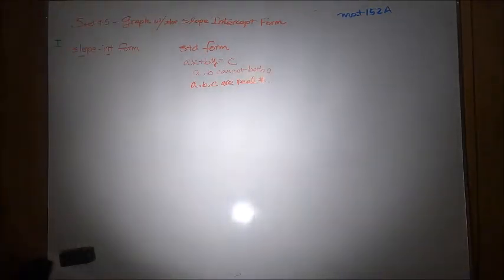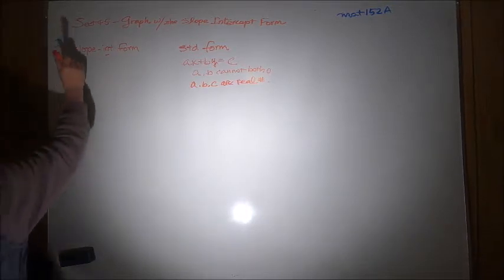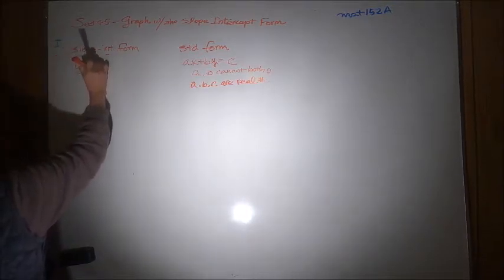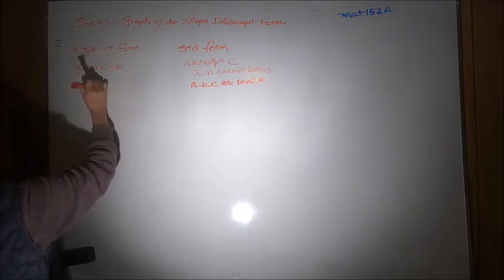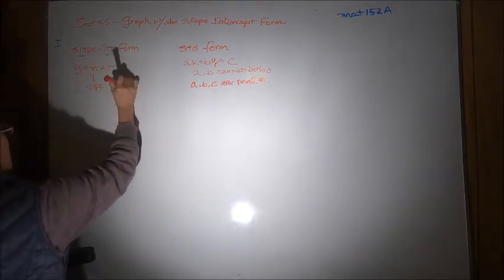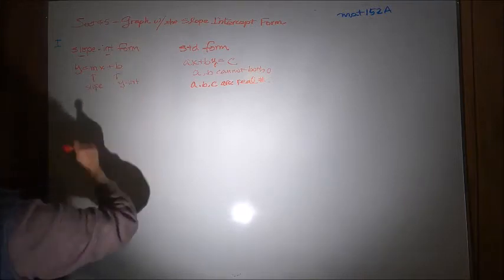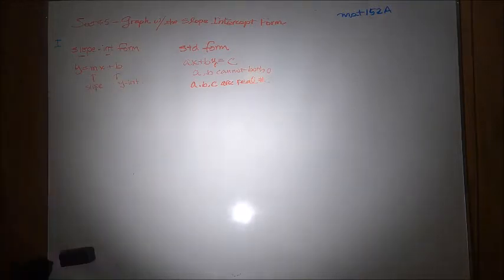And what is a slope-intercept form? It is a linear equation with slope and y-intercept. When you get y by itself, you have y equals mx plus b, right? M is your slope, and b is your y-intercept. We learned this.